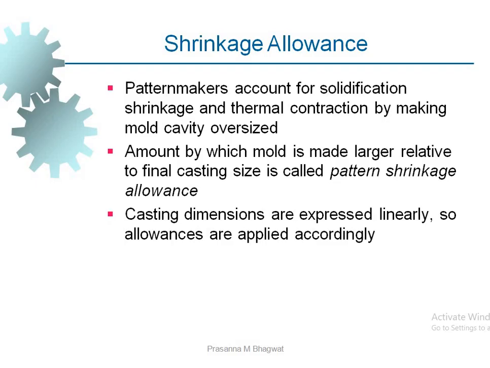To compensate for this, the pattern makers account for the solidification shrinkage and thermal contraction by making the mold cavity oversized. That's why the mold cavities are made oversized, to compensate for the shrinkage allowance. That is the reason why the patterns or the molds are made oversized, to counteract the shrinkage allowance.